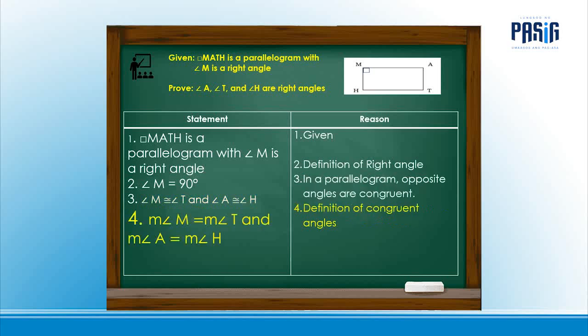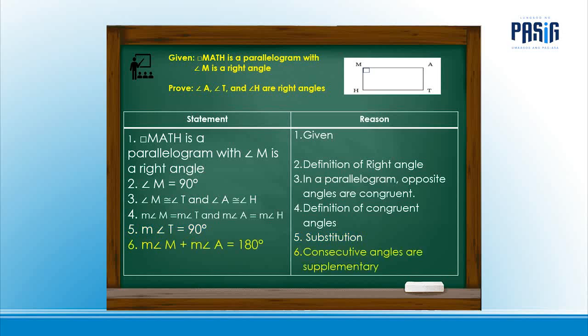Number 4, measure of angle M is equal to the measure of angle T, and measure of angle A is equal to the measure of angle H, by definition of congruent angles. Next, measure of angle T is equal to 90 degrees by substitution. Number 6, measure of angle M plus measure of angle A is equal to 180 degrees, since consecutive angles are supplementary.